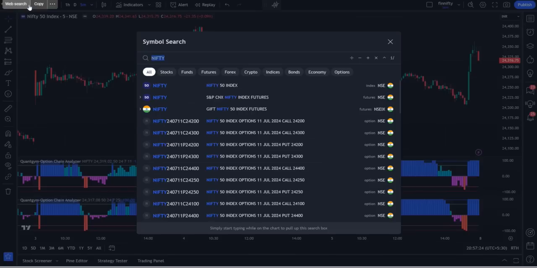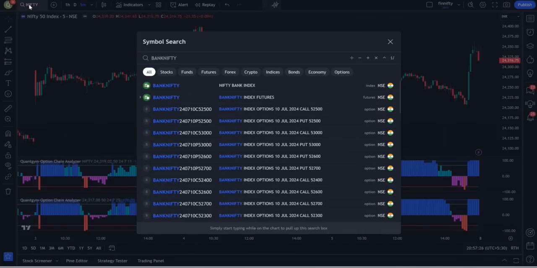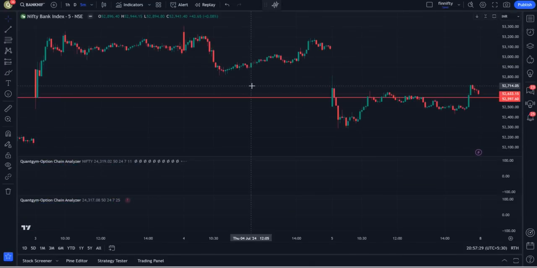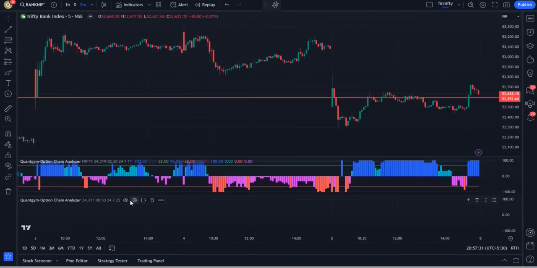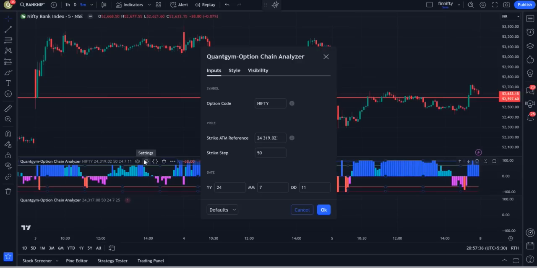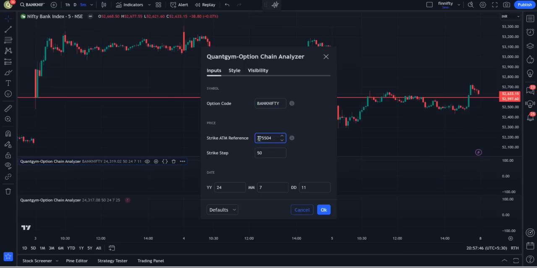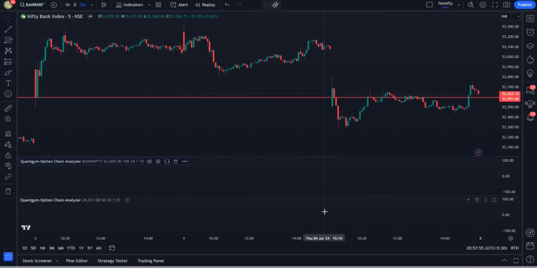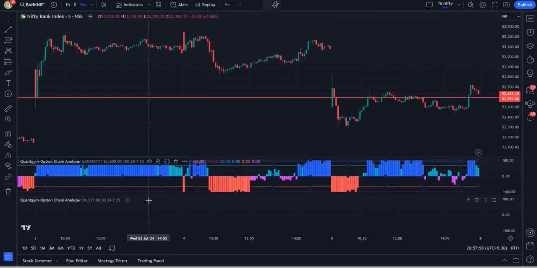If I simply do this on Bank Nifty, this indicator appears here. What happens is you need to change this, because this is already on Nifty if you have changed. So this becomes Bank Nifty. Your strike step on Bank Nifty is 100. Your weekly expiry is on 10th. Okay, so this will be the Bank Nifty weekly chain analysis.